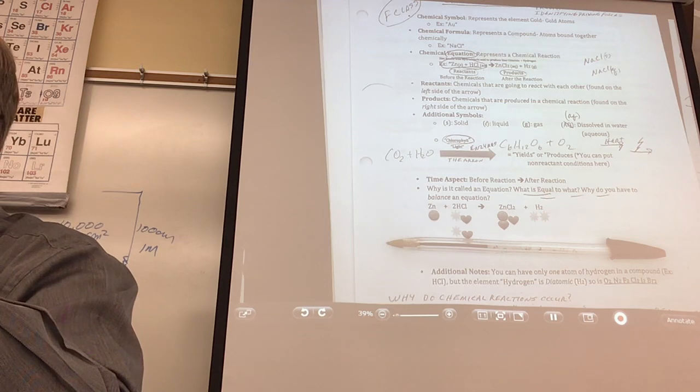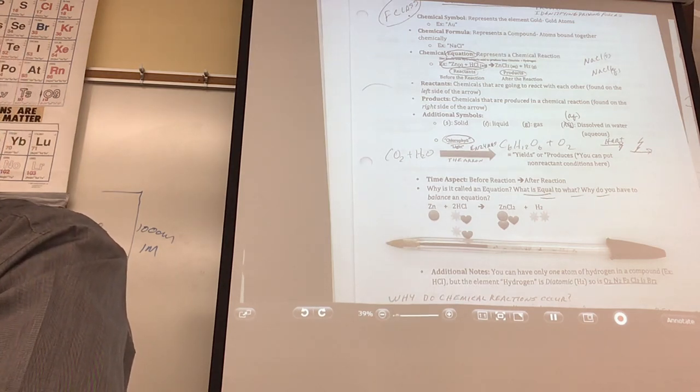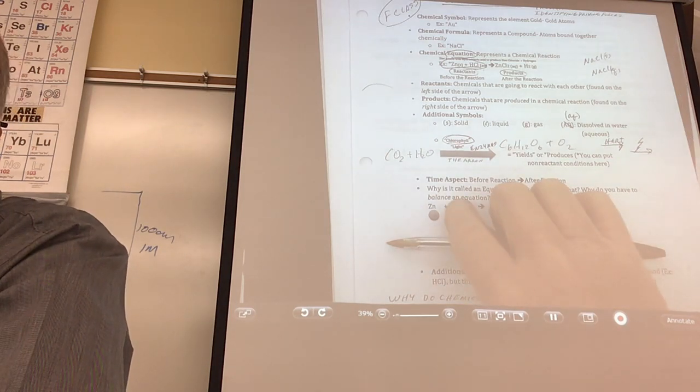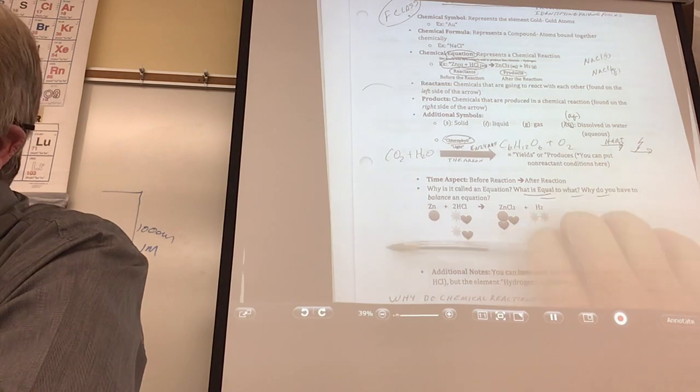It didn't tell the whole story. We have to do one more thing to a chemical equation to make it true. And what we're going to do is add these numbers in front. Now sometimes we don't add a number and we know it's 1. If it's not 1, I'll let you know. But look at this right here.